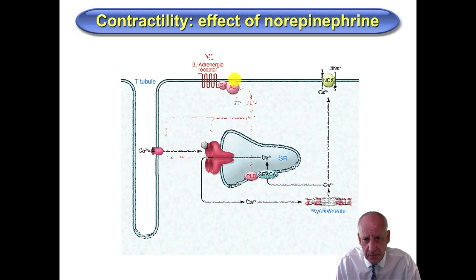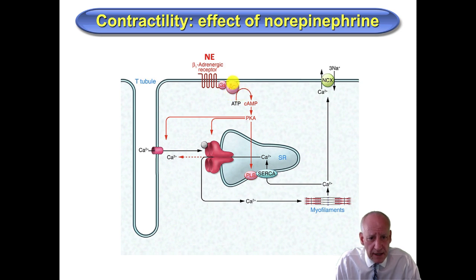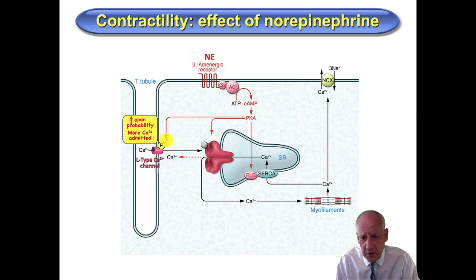The beta-1 receptor is coupled to adenylate cyclase, which converts ATP into cyclic AMP. Cyclic AMP then goes on to activate protein kinase A, which goes on to phosphorylate various proteins, including the L-type calcium channel in the plasma membrane. And when phosphorylated, the open probability of the calcium channel is increased, and then for every depolarization of the membrane, the L-type calcium channel admits more activator calcium into the cell.